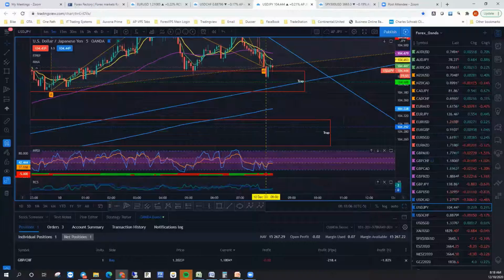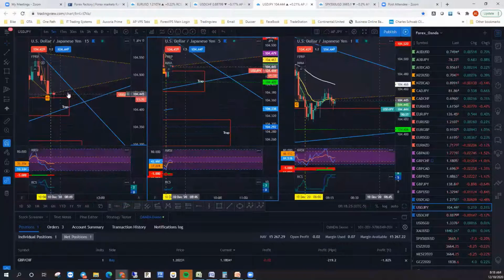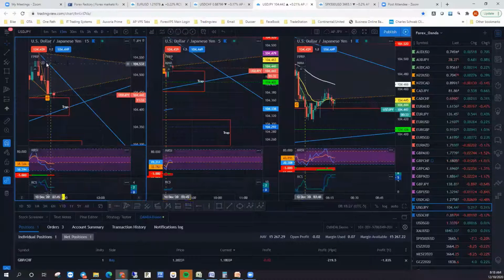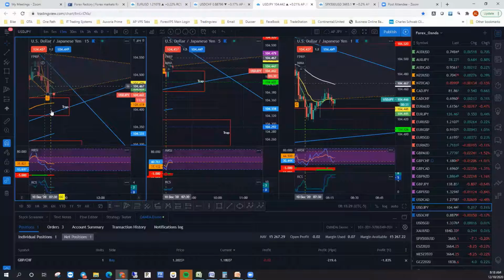I mean, it's probably going to go through it and then tag it on the 1 minute and then do whatever it's going to do. But I think our consensus is that it's going to tag that line. Yeah, you also have the 15-minute 62 coming. If you put the trend line on the 15-minute, you've got your 15-minute 62 right here as well.